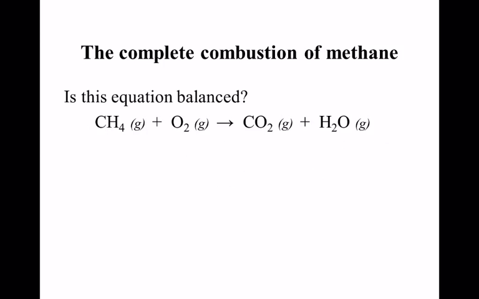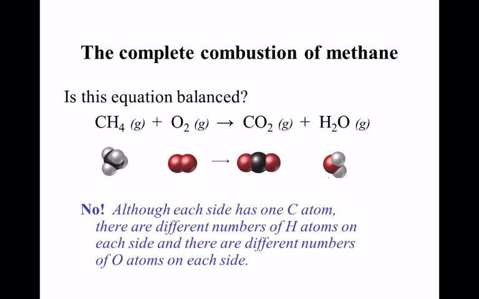Now I've got some visuals to go with these. If we make the black balls carbon atoms, the white balls hydrogen atoms, and the red balls oxygen atoms, you can see that we don't have the same number of each type of atom of those 3 elements on either side of the reaction arrow. It looks like our carbons are fine because we have 1 carbon, but notice our oxygens are messed up. We have 2 and 3, and our hydrogens we have 4 and 2. So no, they are not balanced. The only thing that's balanced is carbon.